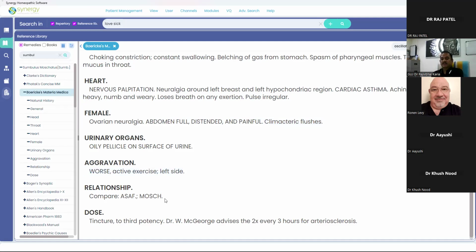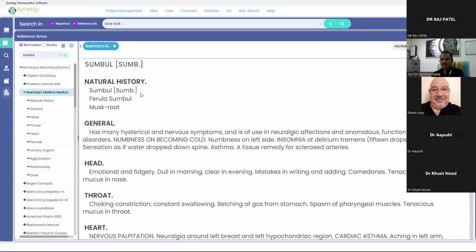Compare asafoetida and Moschus. See what Boric gives. Dr. W. McGeorge advised 2x every 3 hourly for atherosclerosis. So it is a sclerosed artery. Tissue remedies for sclerosis: the first remedy that we saw was Ruta, second was China, third is Sumbul and asafoetida. So different remedies are required for different conditions.